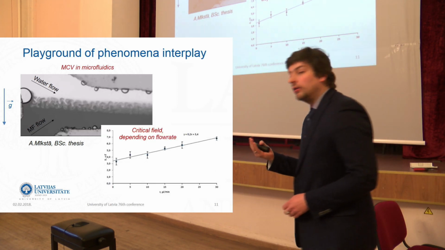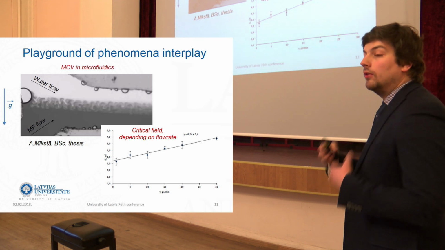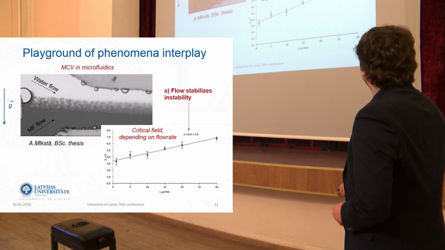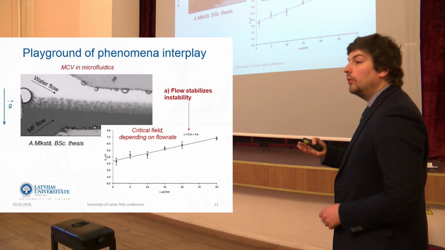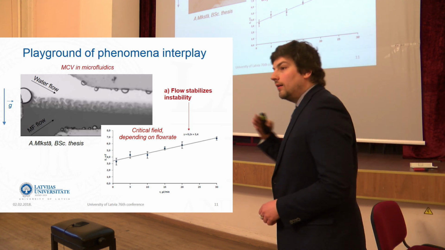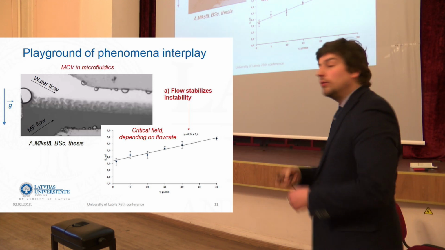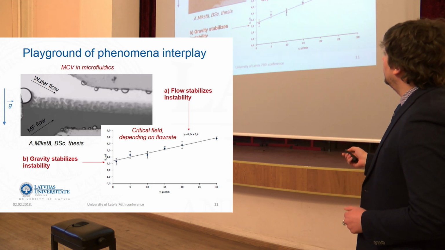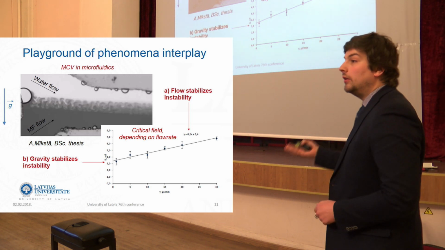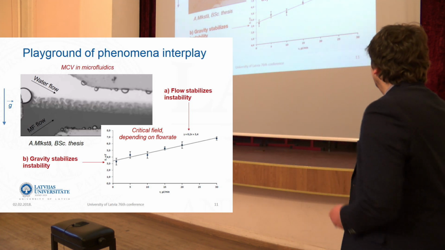And you can start to characterize these properties. And what you see here is the critical field dependence on the flow rate. And you can see 2 things. First of all, you can see that it increases over time. Hence, this flow is the one that stabilizes this instability, hence you need to apply more field to initiate it. The other thing is that you see that the gravity stabilizes the instability because the field that you need to apply in these conditions is much greater. Hence, 2 more things to work on.